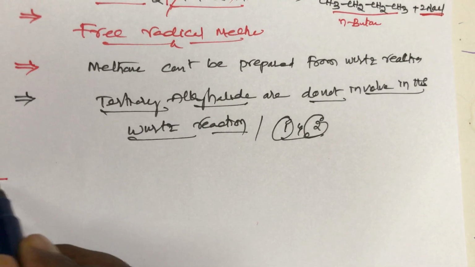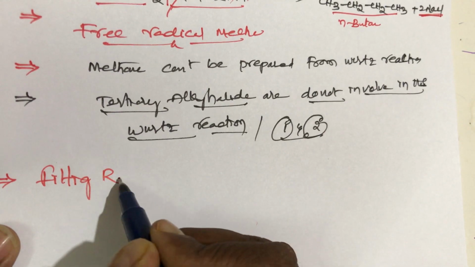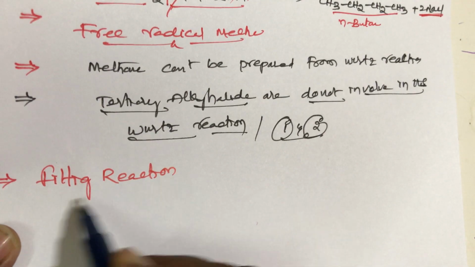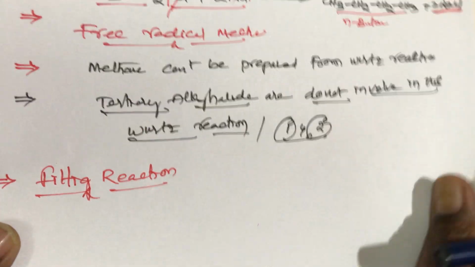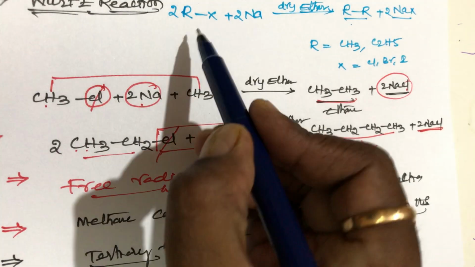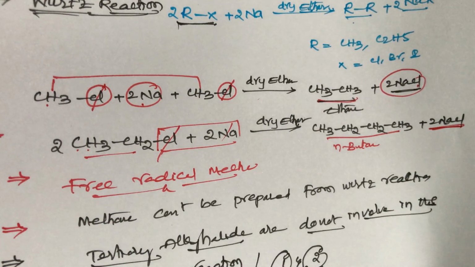The next named reaction is the Fittig reaction. It is also a very important named reaction, students. In the Wurtz reaction, how many moles of alkyl halide are involved? Here, 2 moles of alkyl halide.